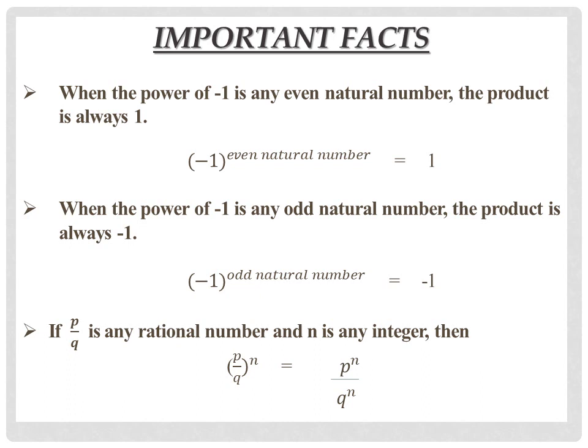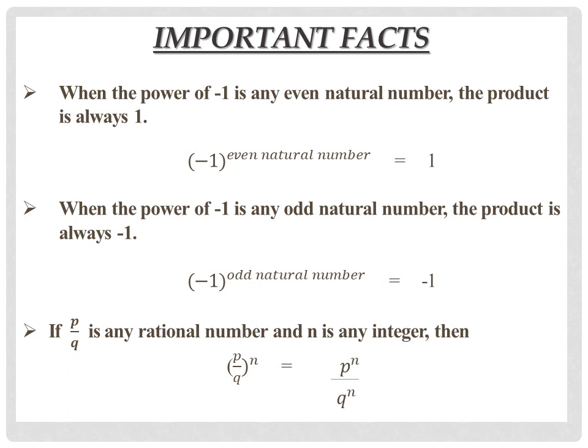When the power of minus 1 is any even natural number, the product is always 1. Here minus 1 raised to power an even natural number, the result will be 1. If we take an example, minus 1 raised to power 2, it means minus 1 is multiplied 2 times. Minus 1 multiplied by minus 1 is equal to 1.